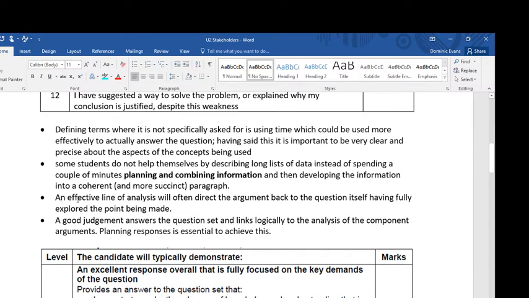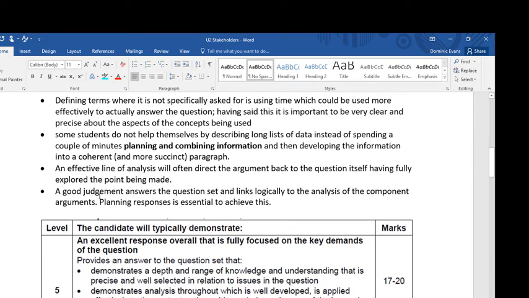This is important. An effective line of analysis will often direct the argument back to the question itself, having fully explored the point being made. So this is really important for the last sentence of your paragraph. Does the last sentence of your paragraph clearly make sure that the point that you have developed is linked back to the question and therefore answers the question?